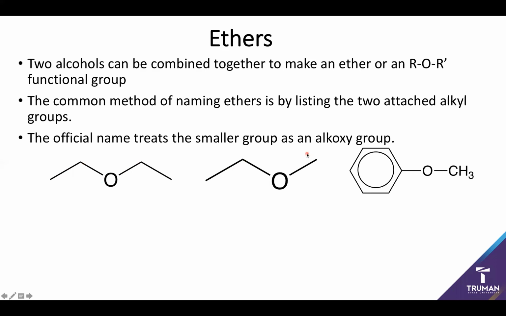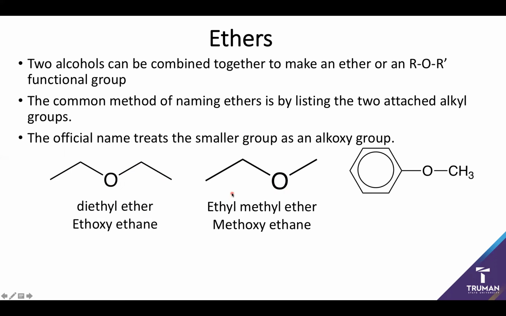However, the official name treats the smaller group as an alkoxy group, which means that you'll simply put an oxy on the end. So let's take this first group. We could call it either diethyl ether or ethoxy to represent this full group, and then ethane. This guy would be methoxy ethane or ethyl methyl ether.